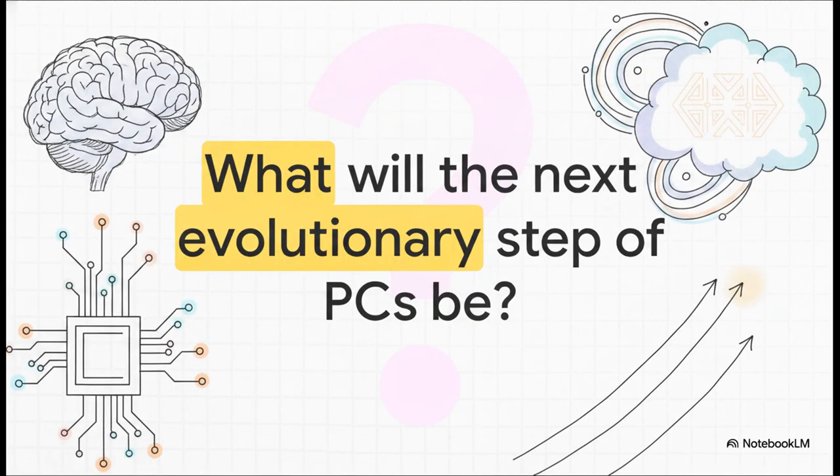Which leaves us with a truly fascinating question to ponder. If we've successfully mapped hardware as the physical body and software as the developing mind, well, as artificial intelligence and quantum computing continue to advance, what on earth will the next evolutionary step of this digital organism look like?